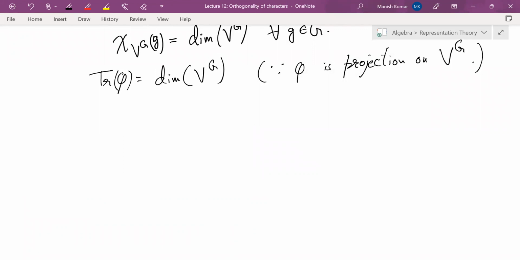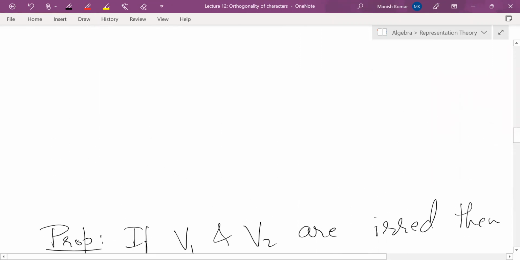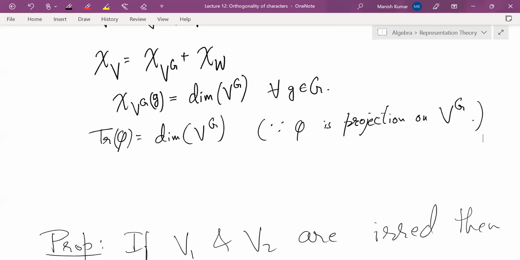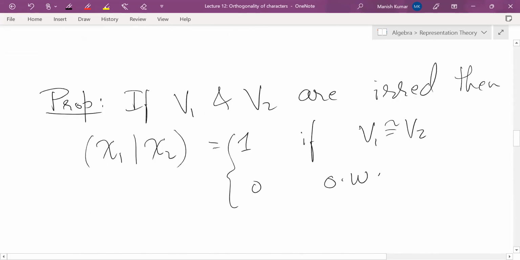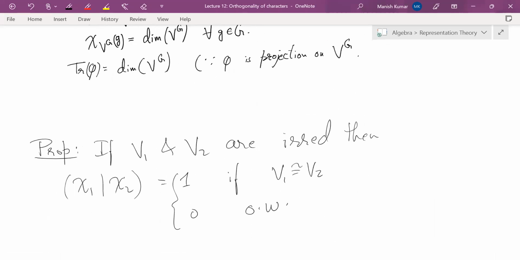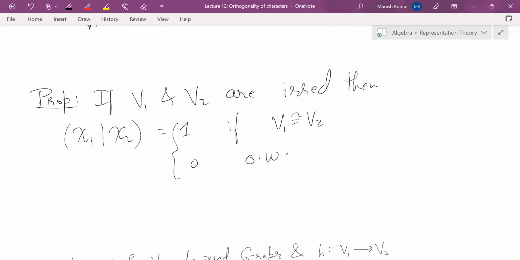Okay. So let's ignore this space. Let's get to the theorem. So now let's prove this. This proposition is what we wanted. So if V1 and V2 are irreducible, then the inner product, this pairing between chi1 and chi2, is 1 if V1 is equal to V2, so V1 and V2 are isomorphic, and 0 otherwise.